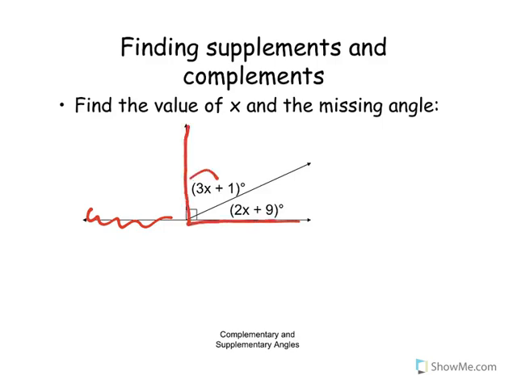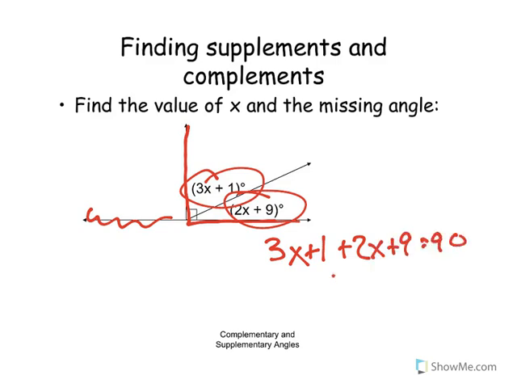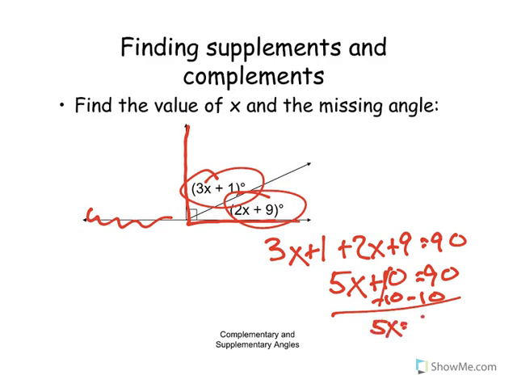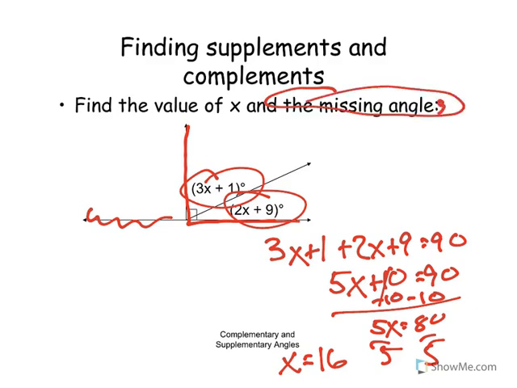So we know that the sum of these two angles has to be equal to 90, right? So 3x plus 1 plus 2x plus 9 equals 90. So 5x plus 10 equals 90. So 5x equals 80. Right, so x is 16. Now, we did not solve the problem yet, right? It says find the value of x and the missing angles. So what did we do? Yeah, we found the value of x.